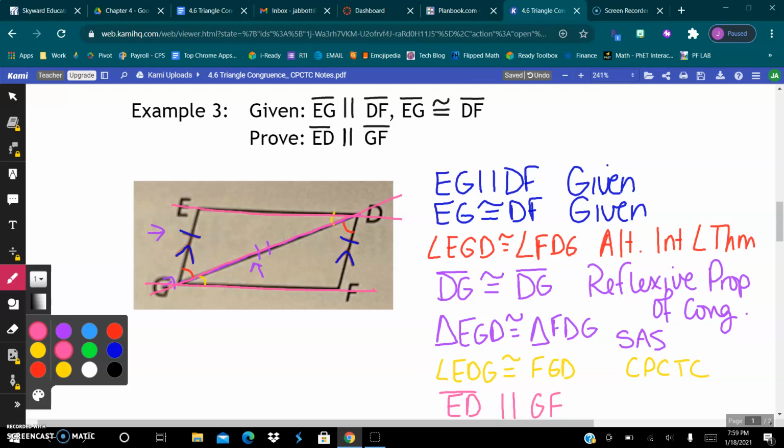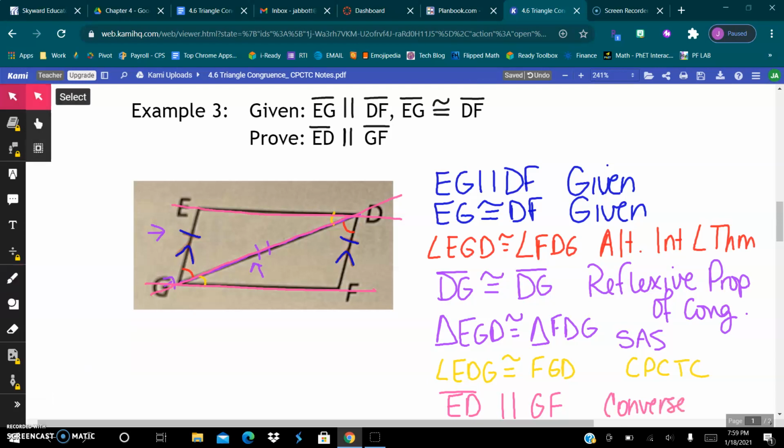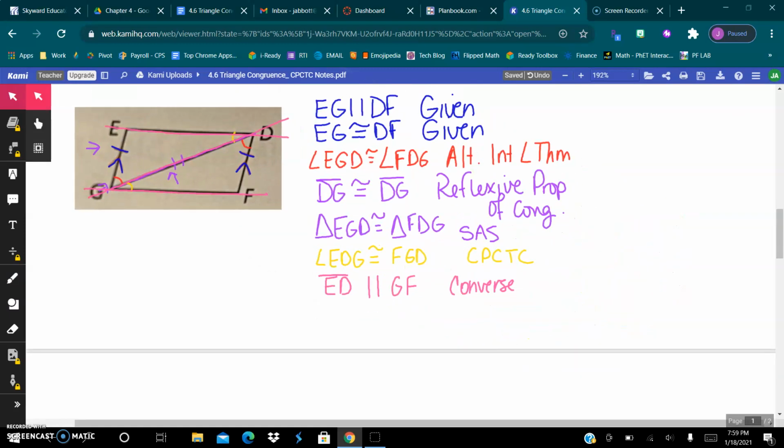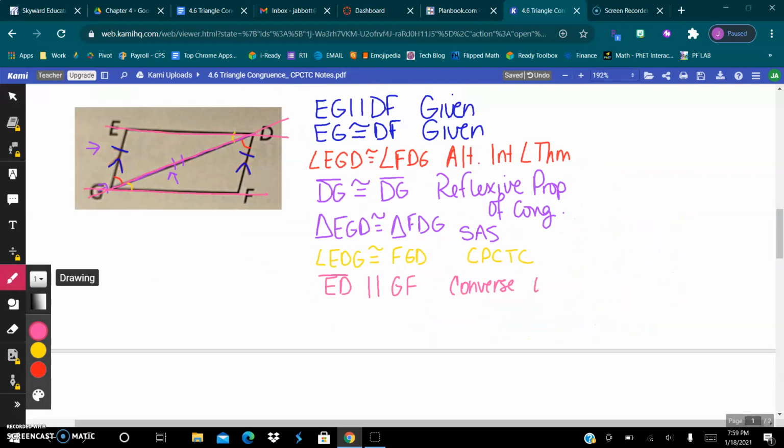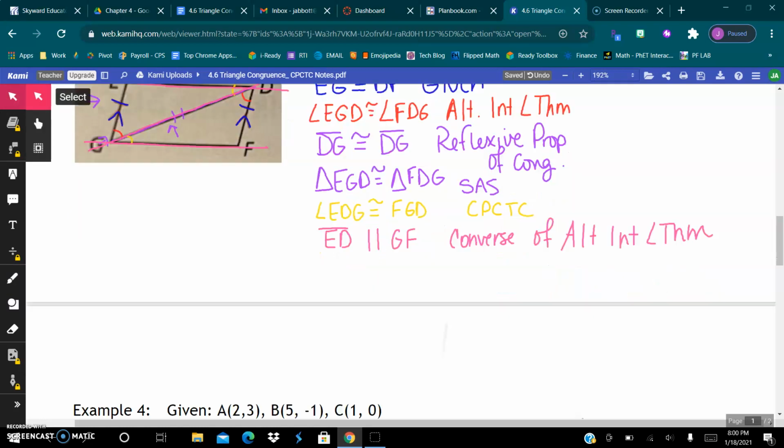And that is the opposite of alternate interior. So that's the converse. Remember, the converse is proving the angles first and then the lines. So converse of alternate interior angles theorem. So we prove the angles first and then the lines are parallel. If we know the lines are parallel first and then the angles, that's just the regular alternate interior angles theorem. So you have to remember that.